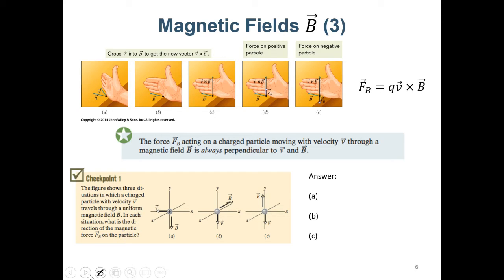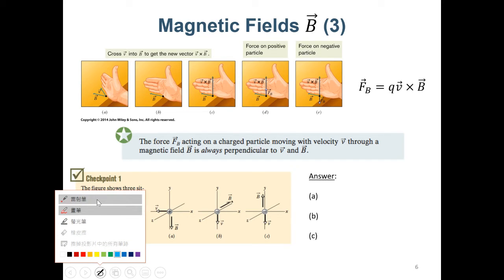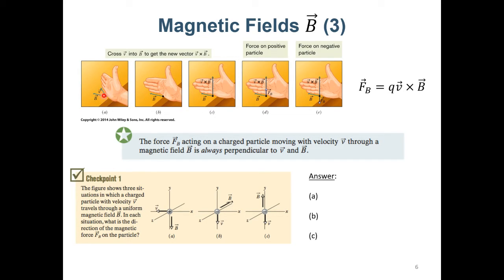So here we need to consider that we have V pointing in this direction and B pointing in this direction. So V cross B should point to the upper direction. If the Q is positive, then F_B should have the same direction as V cross B, so it points to the upper direction. If the Q is a negative charge, then F_B should have the opposite direction as V cross B, so that F_B points to the lower direction.